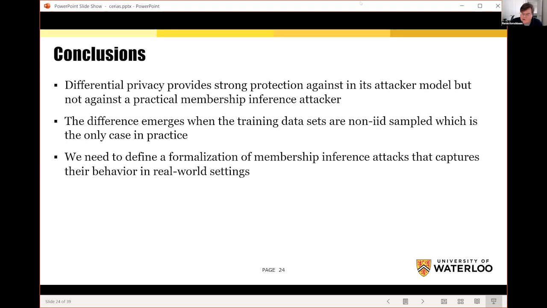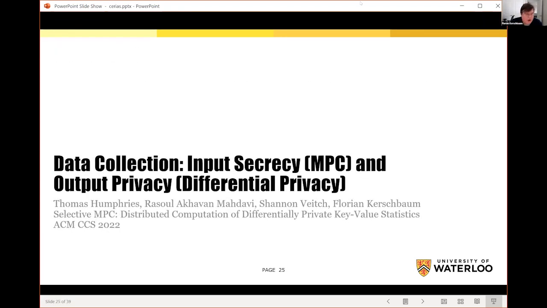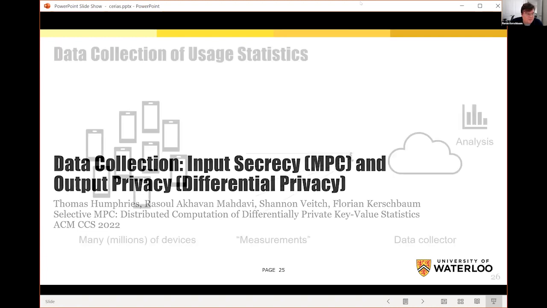Okay. So this was one part of the presentation I wanted to give. And I wanted to just highlight another aspect of how to use differential privacy, and that is about data collection. And it is about a combination of multi-party computation and differential privacy. And this is joint work. You see here the paper title. Also, the other work was joint work with my students. And this paper will appear at CCS this year.